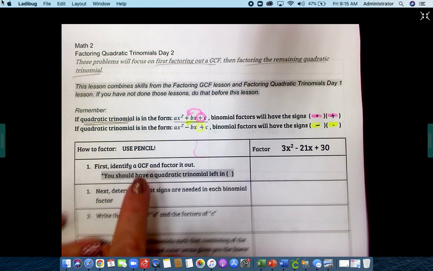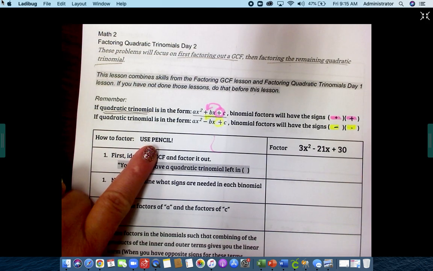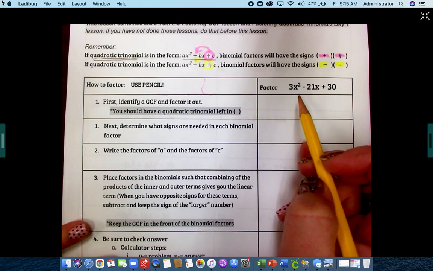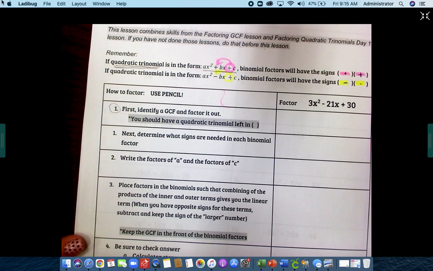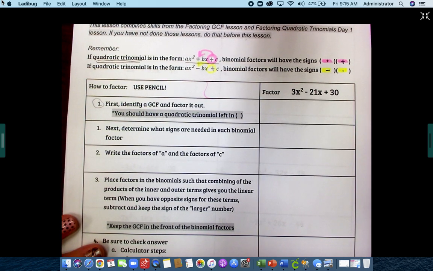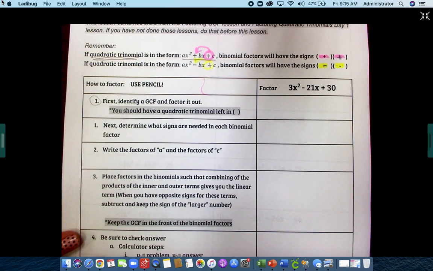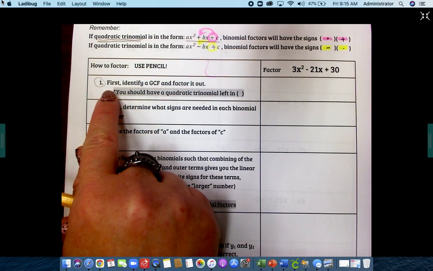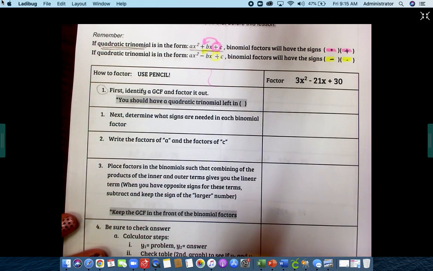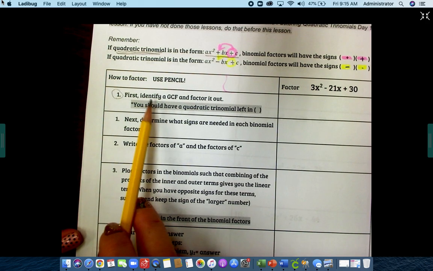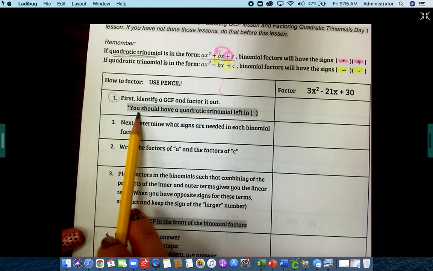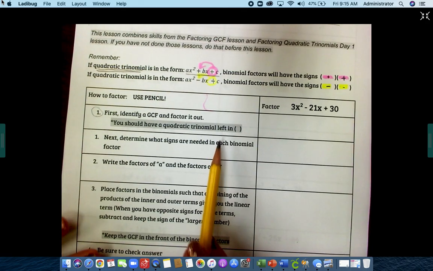So it says here, make sure you're using a pencil to factor. And I'm going to go through this example as notes. In terms of what I need you to write in your notes, I would probably write this down because this is the new step. We're going to first identify a GCF and factor it out. That's for those of you that have to write in your notebook. So after you put at the top the date and the name of the lesson, which is factoring quadratic trinomials, day 2, put part 1, identify a GCF and factor it out. And you should have a quadratic trinomial left in parentheses.